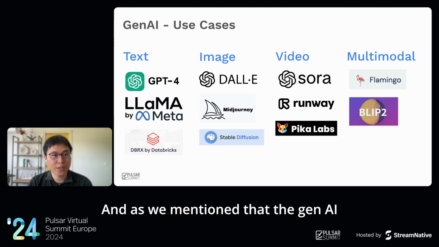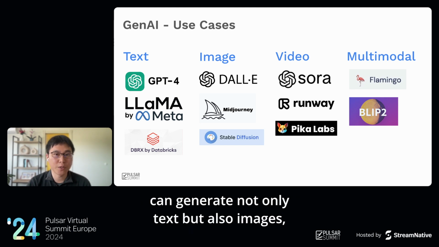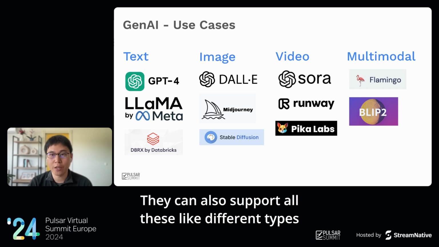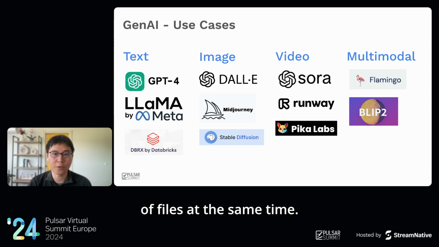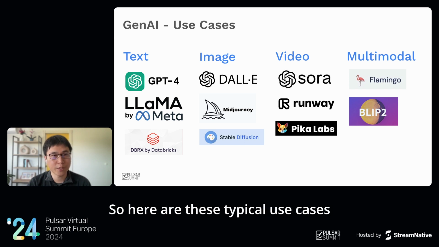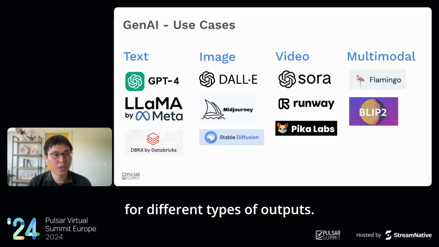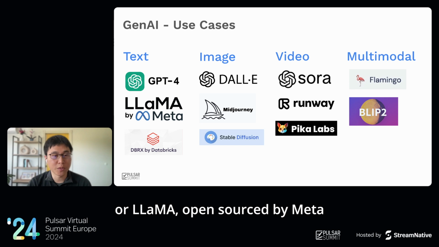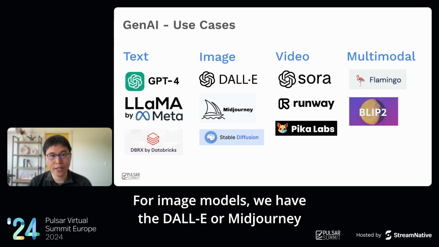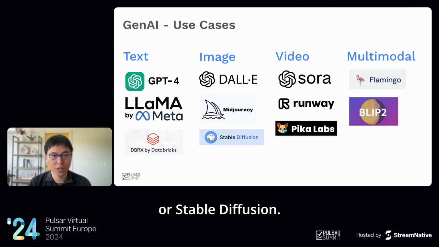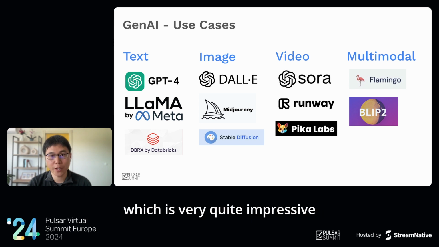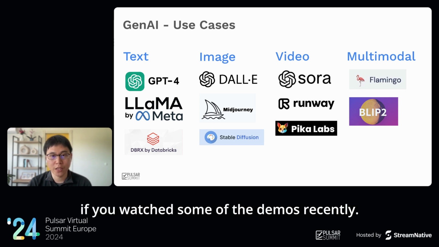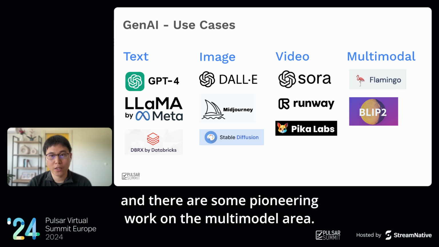As we mentioned, GenAI can generate not only text, but also images, videos, and even some complicated models, and can support all these different types of files at the same time. Here are typical use cases for different types of output. For text, we have GPT-4 developed by OpenAI, Llama open sourced by Meta, and DBRX from Databricks. For image models, we have DALL-E, Midjourney, or Stable Diffusion. For video, we have Sora, which is quite impressive if you watched some of the recent demos, Runway, and Pika Labs. And there is some pioneering work in the multimodal area.